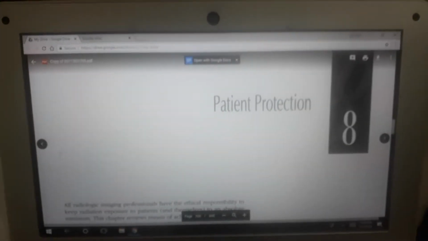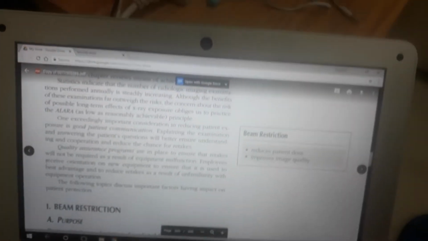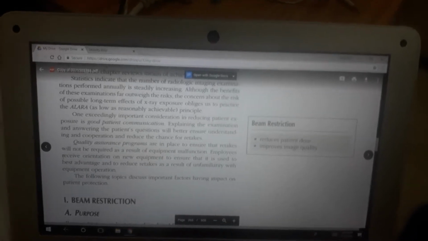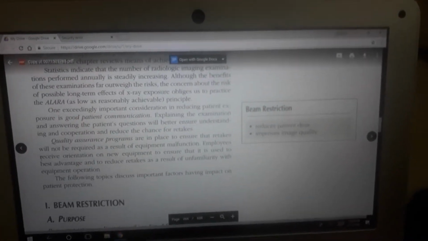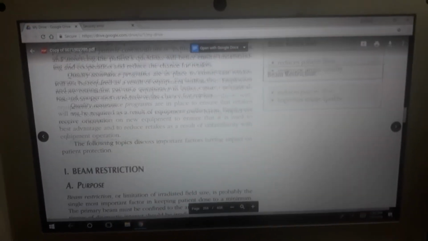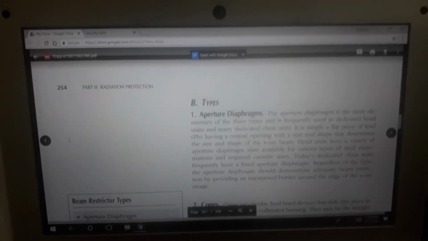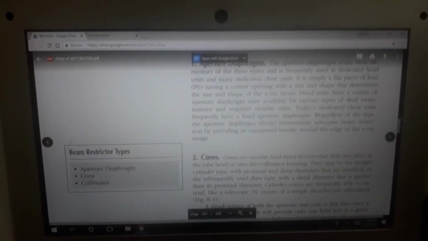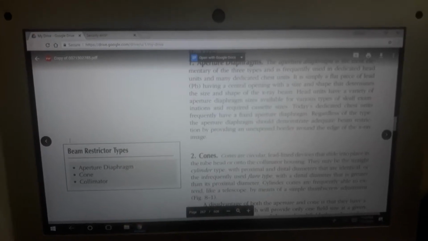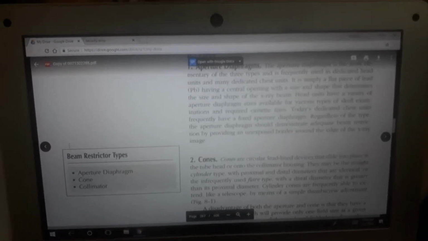Patient protection. This is the eighth lesson. Now we will go to this. Reduce patient dose, improve image quality. Beam restrictor types: aperture diaphragm, cone, collimator.